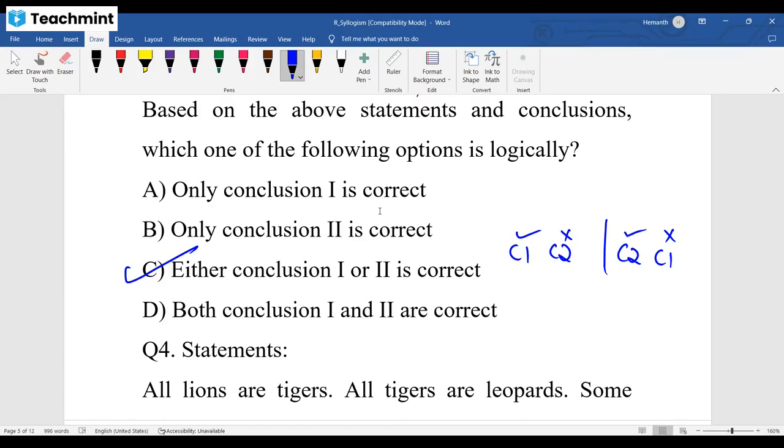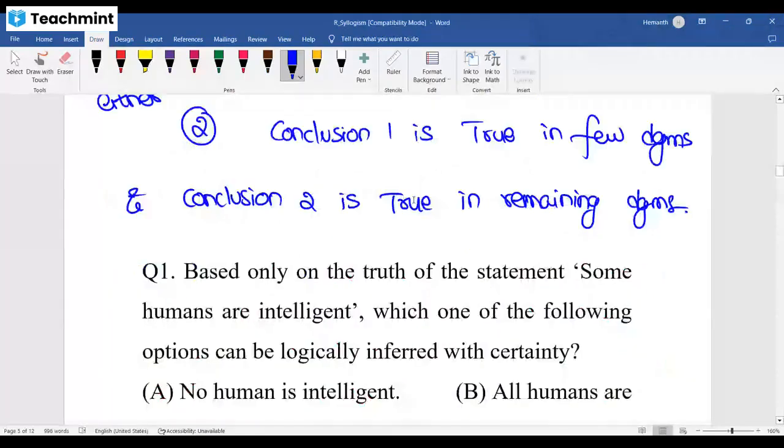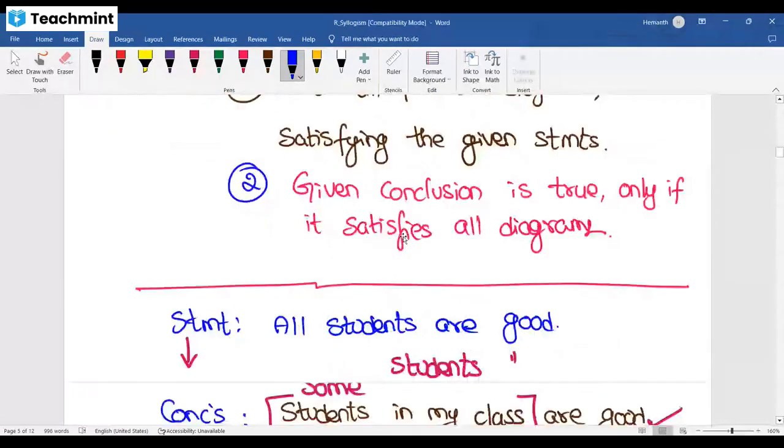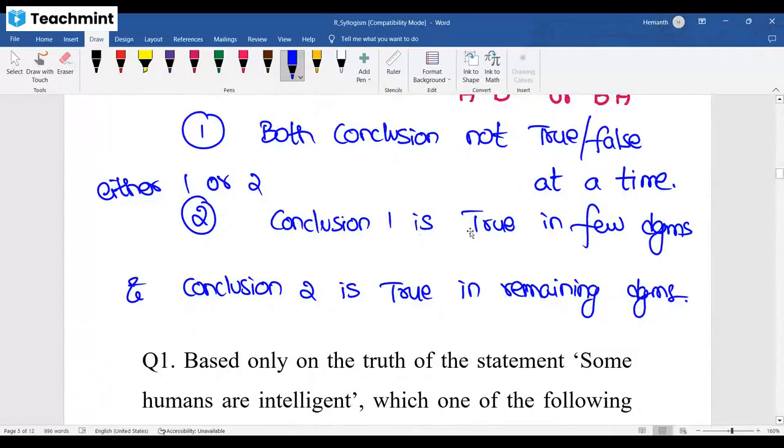Both not true at a time, both not false at a time. That second point I mentioned about either, now I think you may understand it better. You can get some better clarity right now. Conclusion 1 is true in a few, conclusion 2 is true in the remaining diagrams. At a time means in the same diagram. In one diagram, if both are true, either-or is removed. Either is not the correct answer. In the same diagram, if both are false, then either is not your answer.